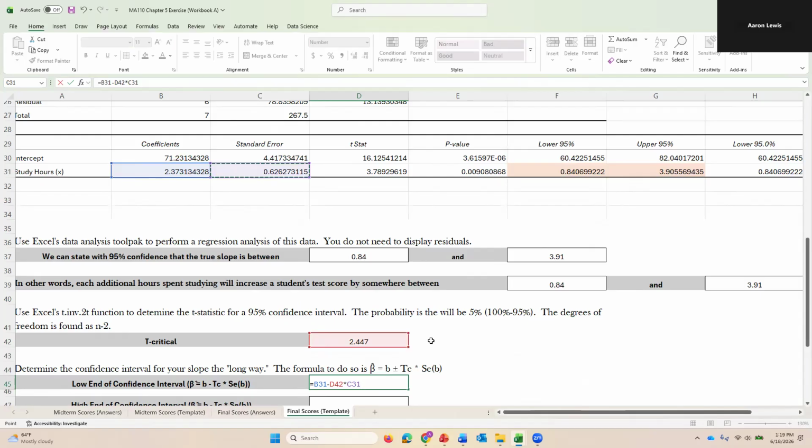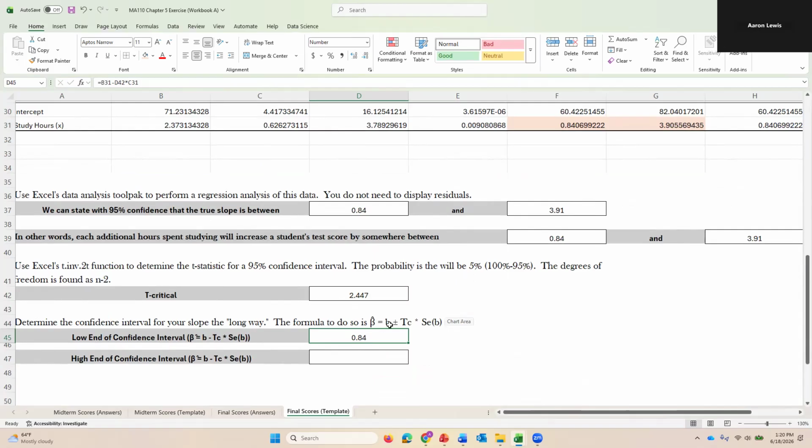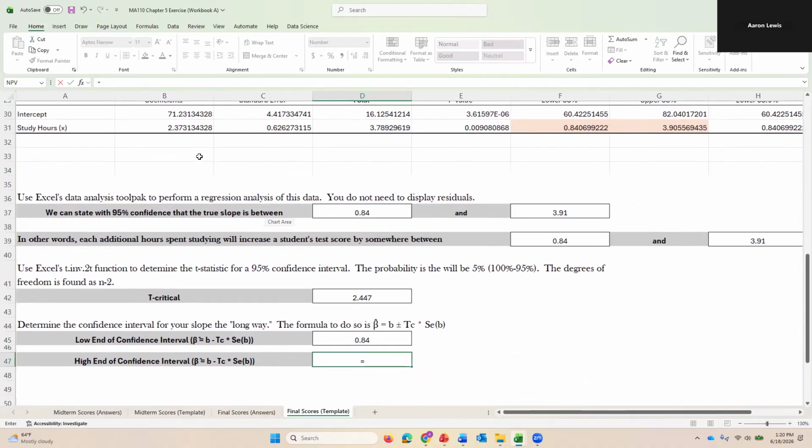And when I throw that in here, I come up with 0.8406992. If I knock that down to just 2 decimal places, it's the same number that we have up here. For the high end, I'm going to use the same formula, but this time I'm going to use plus. So this equals our slope for study hours, 2.373, plus that T critical value times our standard error for slope, and putting all those inputs in here as well, we come up with 3.905569. And as you can see, that's the same number that we had over here, formatted to 2 decimals, 3.91.